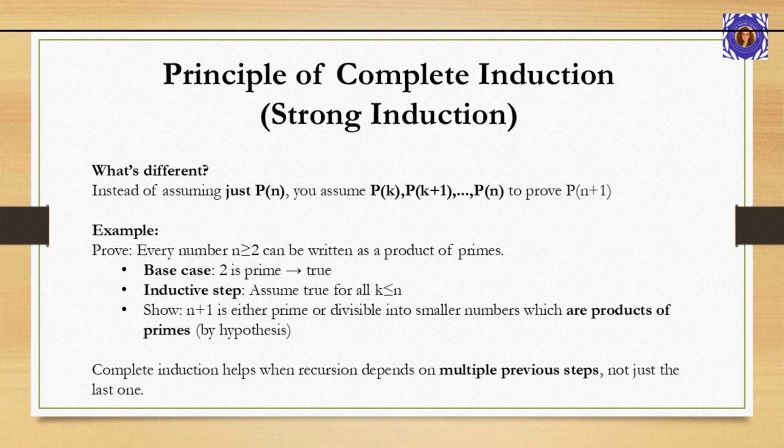If n plus 1 is composite, then it can be written as n plus 1 equals a multiplied by b. By our inductive hypothesis, both a and b can be written as products of primes. Therefore, n plus 1 equals a multiplied by b is also a product of primes. Notice how we needed to use the fact that the statement holds for multiple previous values, both a and b, not just for n. This is why complete induction was necessary here.